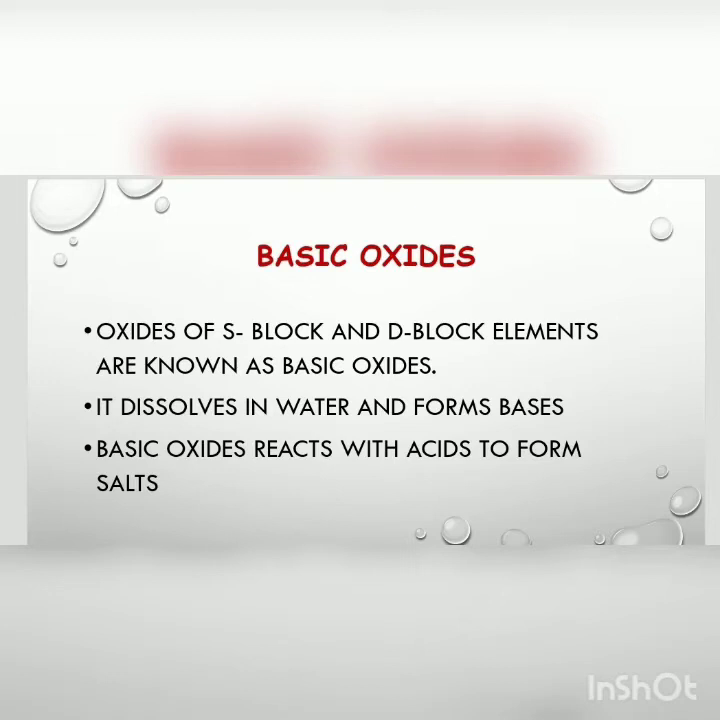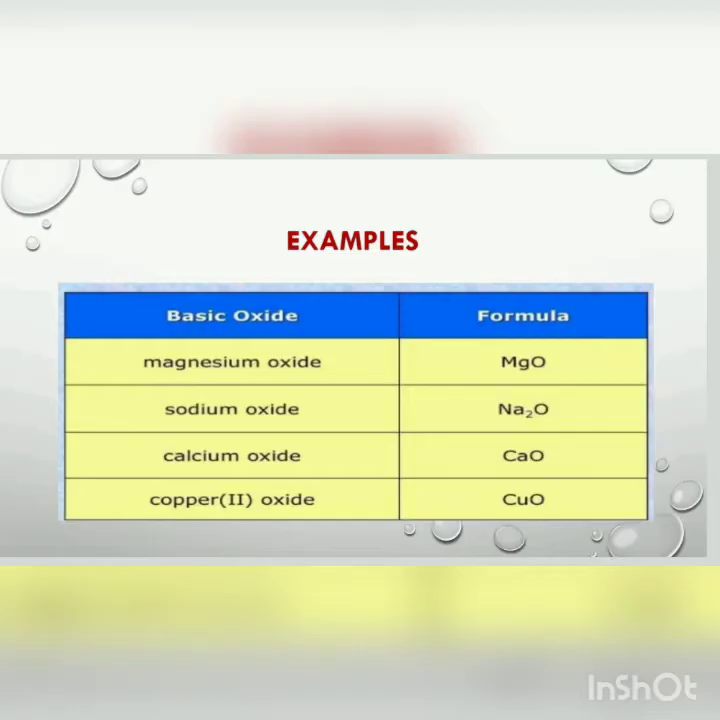Example, S block elements, oxides. So lithium oxide, sodium oxide, potassium oxide, cesium oxide, magnesium oxide, calcium oxide. These oxides dissolve in water and form alkalis or bases. That's why these oxides are known as basic oxides.